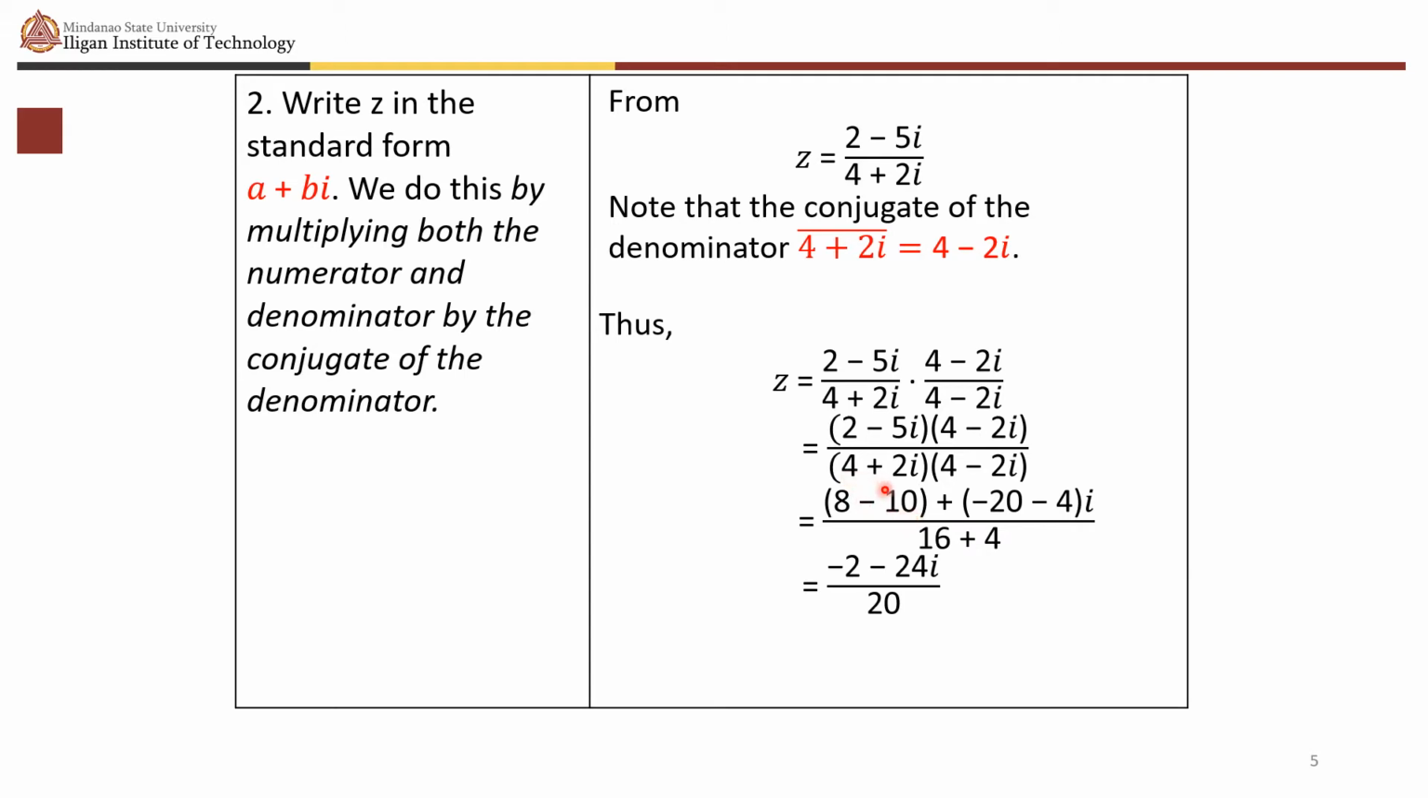And then we have 4 plus 2i times 4 minus 2i. That becomes 4 squared minus the quantity 2i squared. 4 squared is 16, and the quantity 2i squared will give us 4 times negative 1, that is negative 4, and the negative of negative 4 will give us positive 4. 8 minus 10 will give us negative 2, and negative 20 minus 4 will give us negative 24. That's why we have negative 24i here, and 16 plus 4 is equal to 20.